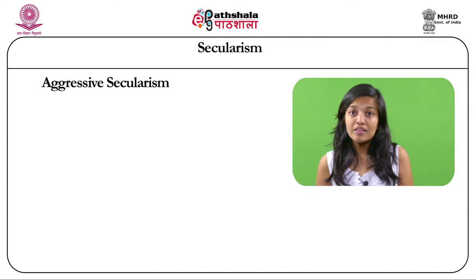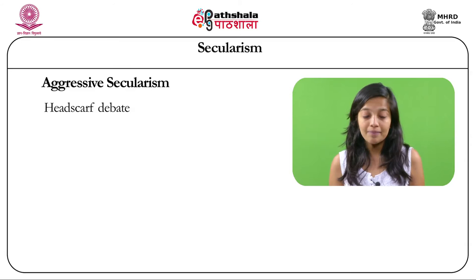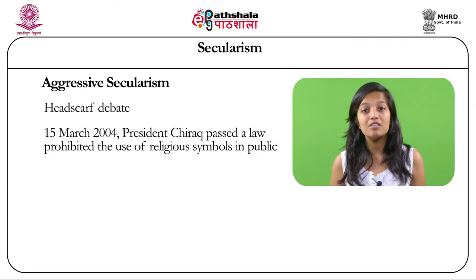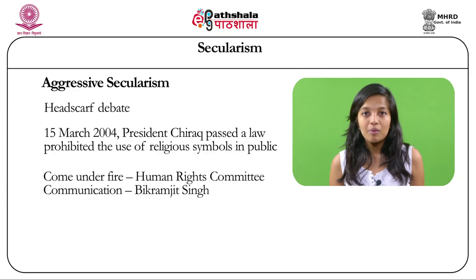The entire debate on French secularism, which is known as laïcité within France, came under fire on 15th of March 2004, when President Chirac passed a law that prohibited the use of any religious symbols within the territory of France in public. It came under fire mostly because one significant impact of this was that individuals who wanted to wear religious garb, for instance, the hijab, any other form of headscarf, turbans, couldn't do so within public spaces any longer.